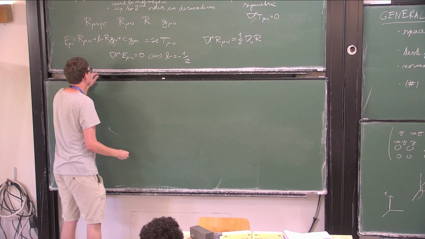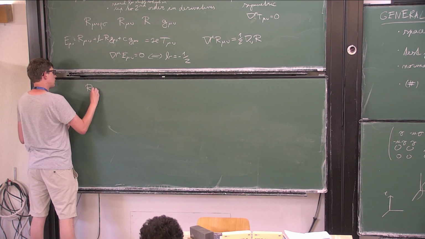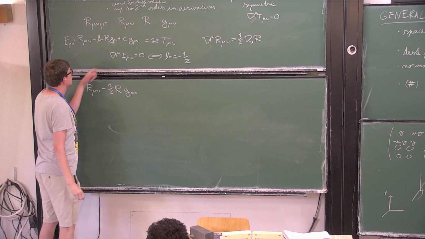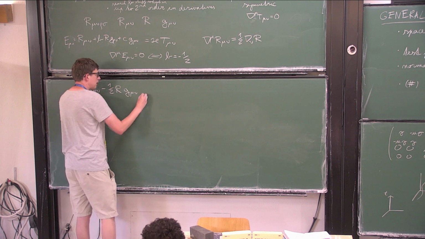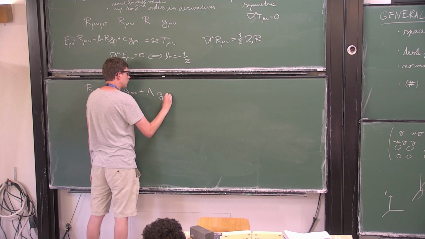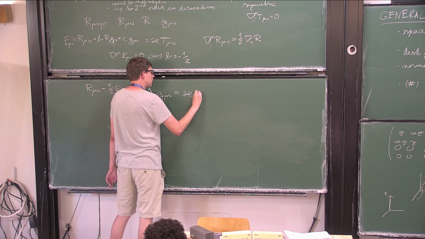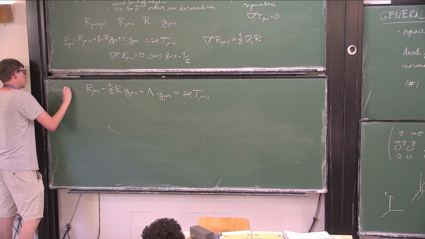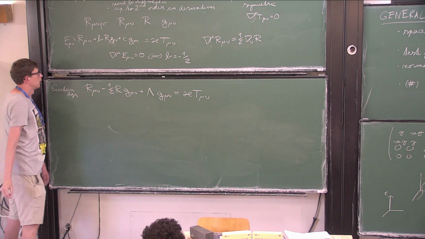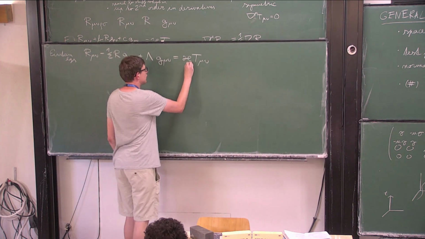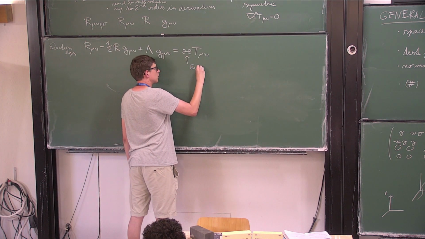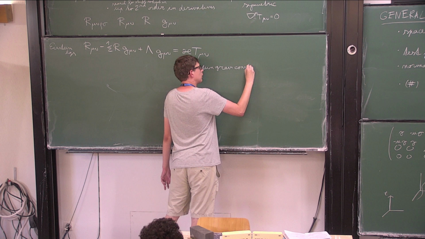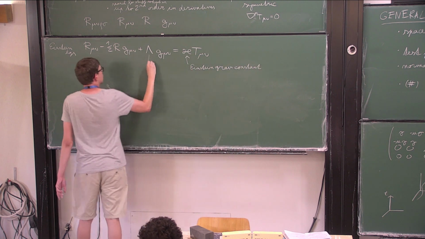So our final form of the equations, and these are the Einstein equations, is R mu nu minus 1/2 scalar curvature times the metric. Unfortunately, we were not able to constrain this in any way, so I will just keep it and call it lambda. Okay, so these are the Einstein equations. This real number is called the Einstein gravitational constant, and this thing here is called the cosmological constant.